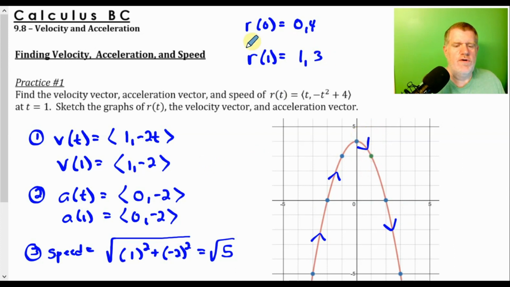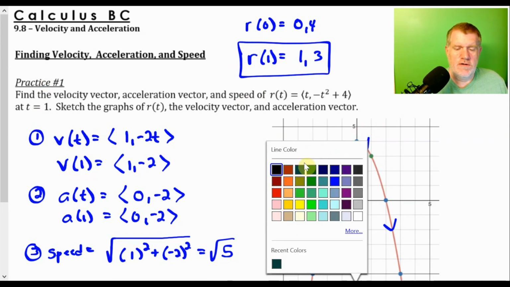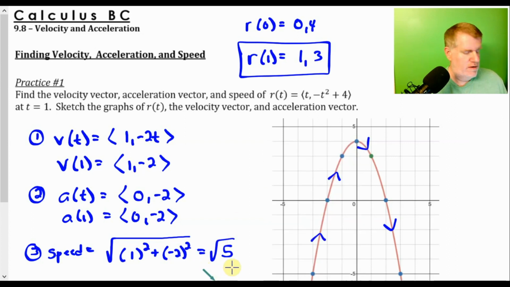Now, 1, 3 is important because this is our position at t equals 1. From that point 1, 3, because it's r of 1, I'm going to graph v of 1 and a of 1. Now, it's a vector. So if I graph the vector, remember, what color should we make it? Well, we make these a little greenish color there. Okay. So that vector for the velocity is 1, negative 2.